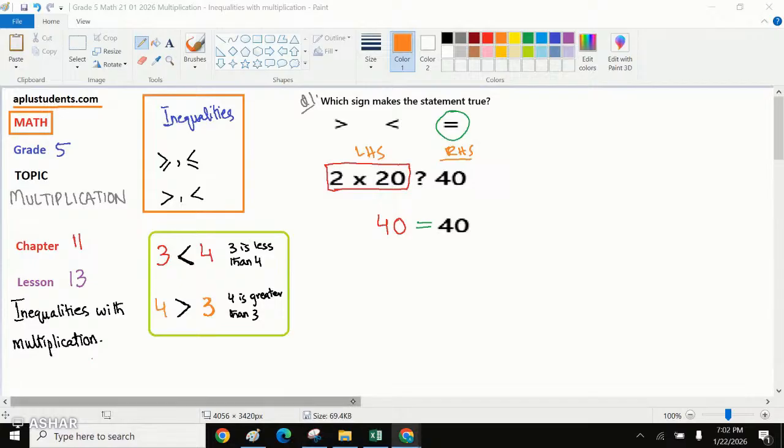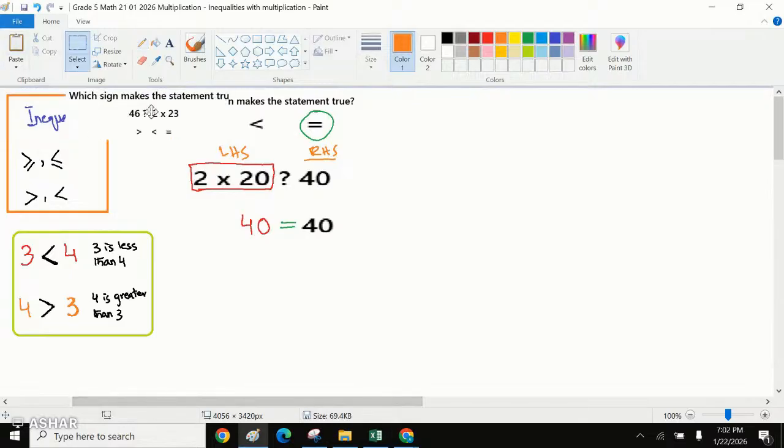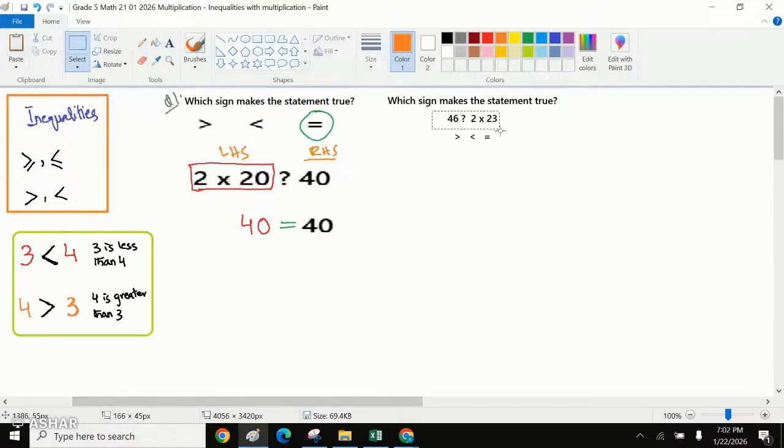Okay. For the next question, question number 2, it says which sign makes the statement true? If these were the signs given to us, we have 3 options for the sign. This is our question number 2. So 46 and 2 multiplied by 23. Okay, let's see. Can we put equal, less than, or greater than, right? We can say this is 46. What is 2 multiplied by 23? We can do the multiplication over here.